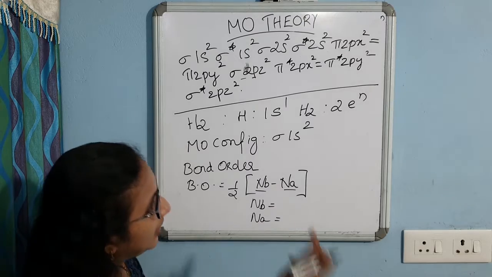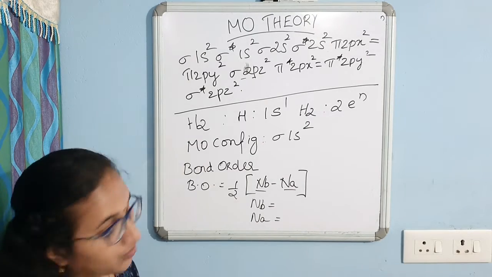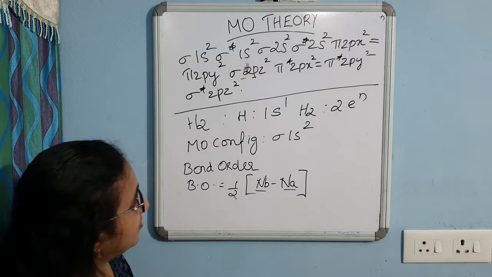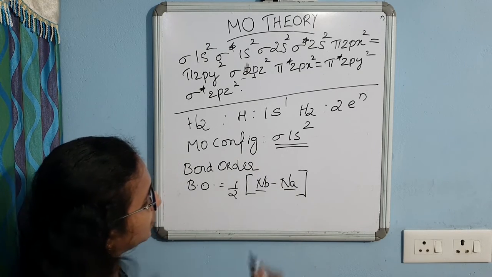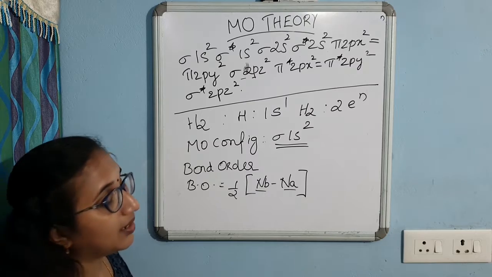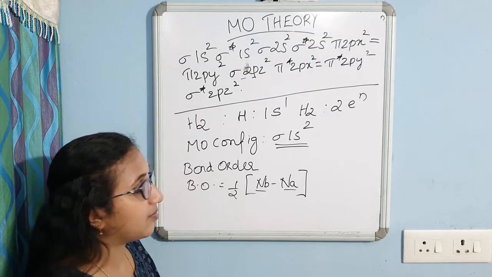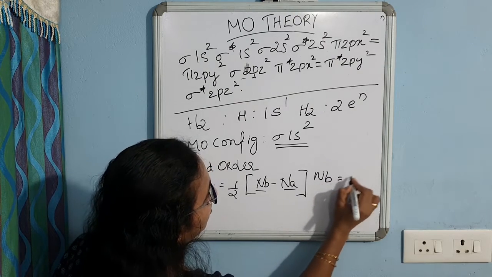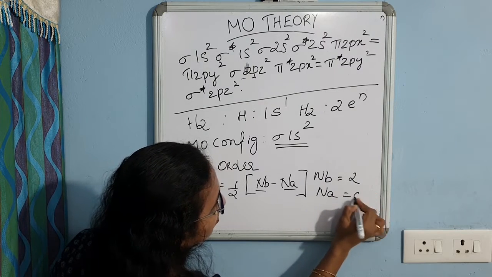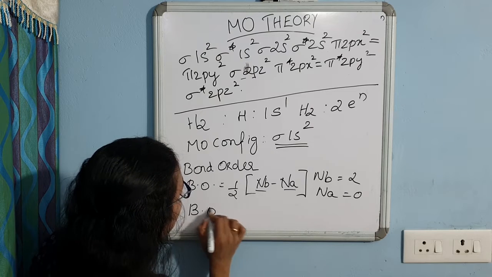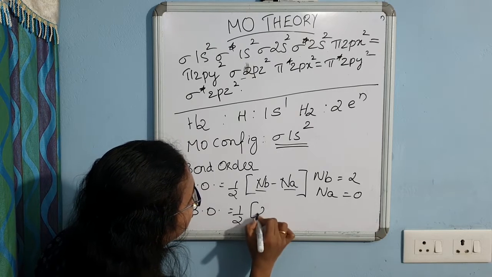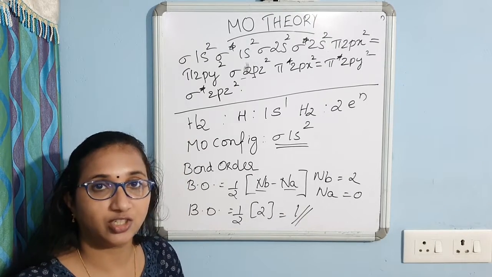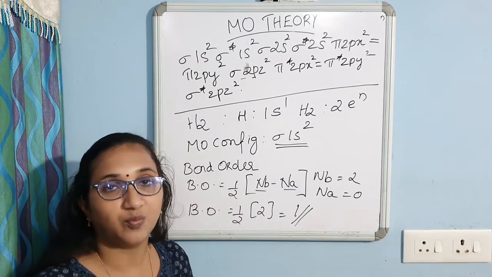Here, let's calculate the bond order for the hydrogen molecule. For the hydrogen molecule, as we know, the configuration is sigma 1s2. There is only one orbital filled, that is the sigma bonding orbital. So the number of electrons in bonding orbitals, NB, is 2 and NA is 0. Bond order equals half into 2, that is 1. This means that there is a single bond connecting the two hydrogen atoms in the molecule.